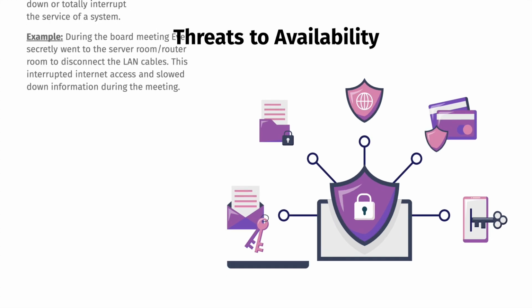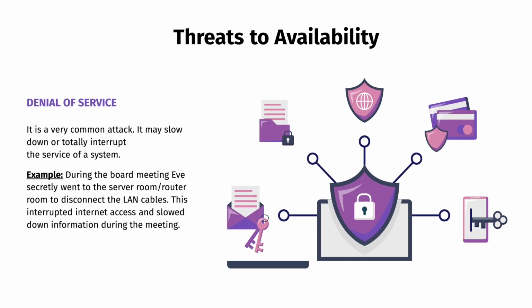Threats to availability. Denial of service. It is a very common attack that could either be done by an internal or external threat. It may slow down or totally interrupt the service of a system. Example: during the board meeting, Eve, one of the hospital's IT staff, secretly went to the server room to disconnect the LAN cables. This interrupted internet access and prevented critical systems from functioning properly. This would be an example of a DoS caused by an insider threat.